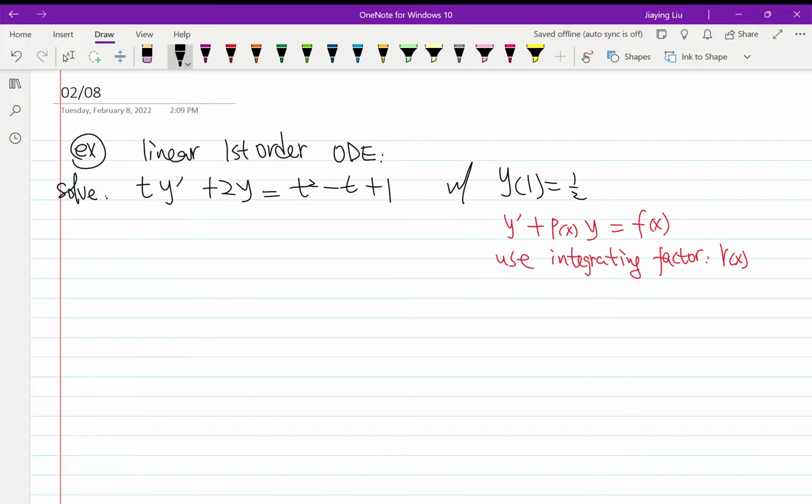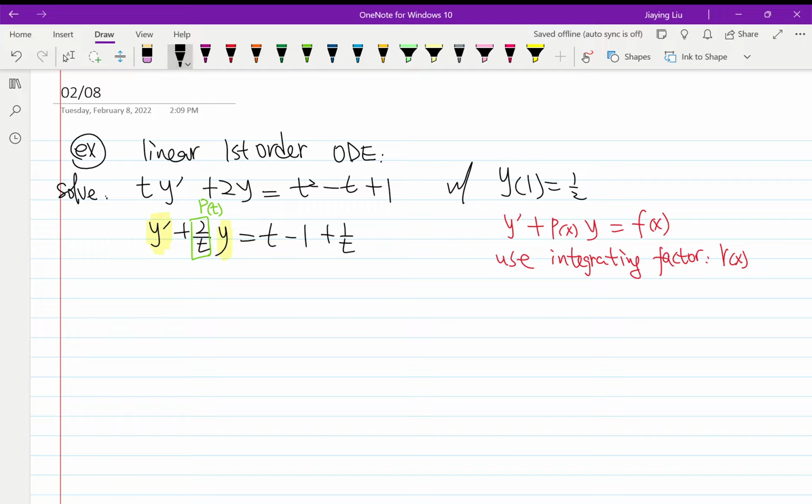So the first thing we have to do is make sure we begin with y prime, right? Nothing in front of the y. So we have to divide by t, so we get y prime plus 2 over t y equals, dividing by t on the right-hand side, t minus 1 plus 1 over t. So that we end up with y prime to begin with, and then some term times y.